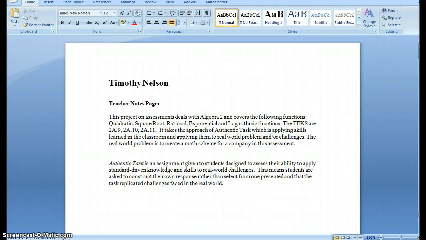So here are the teacher notes. First of all, this project on assessment deals with Algebra 2 and covers the following functions: quadratics, square roots, rationals, exponentials, logs, and functions. The standards are 2-A-9, 2-A-10, 2-A-11. It takes the approach of an authoritative task, which is applying skills learned in the classroom to real-world challenges. The real-world problem is creating a math scheme for the company assessment.